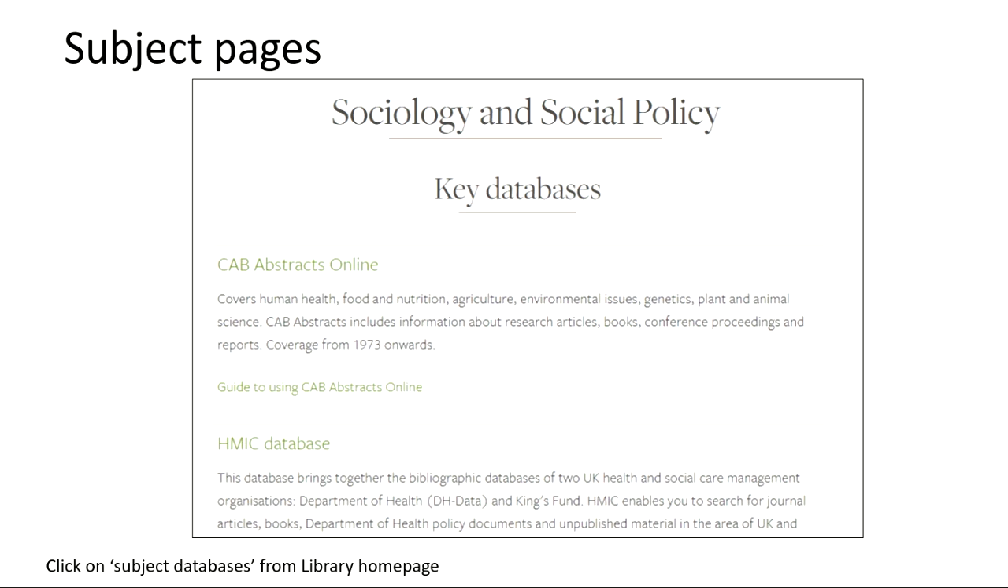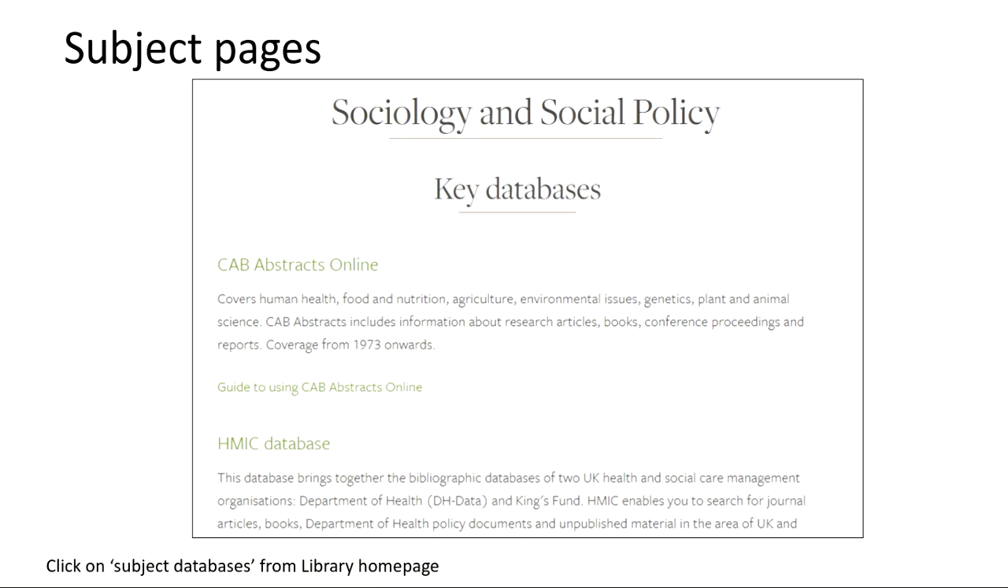Now we're going to go on and talk a bit about the library subject pages. The subject pages on the library website are a really good place to start for thinking about sources for your topic. On the library homepage, you can scroll down to the subject pages, and there'll be a link to subject pages for all the different subjects and an A to Z list. You click the link and you'll see key databases and other sources. And in many cases, there'll also be guides to using the particular databases.